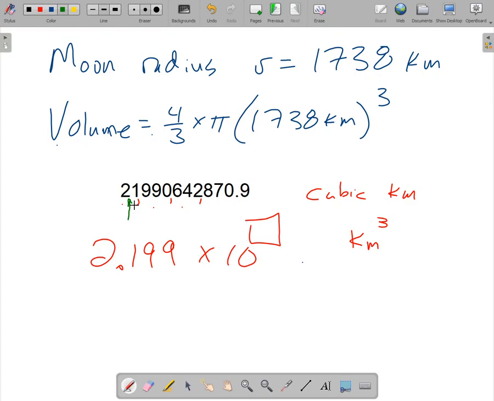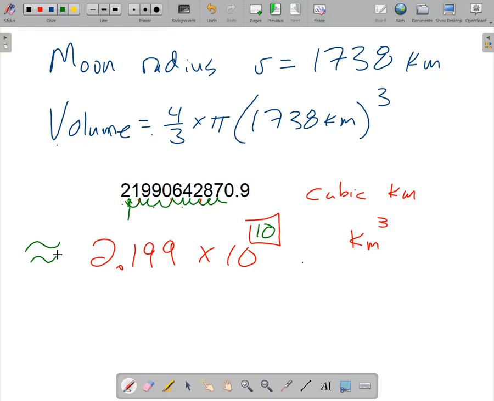We just have to count how many places that was. So what do we count? 1, 2, 3, 4, 5, 6, 7, 8, 9. Is that 10 places? Here. So then that should be an approximation of the moon's volume.